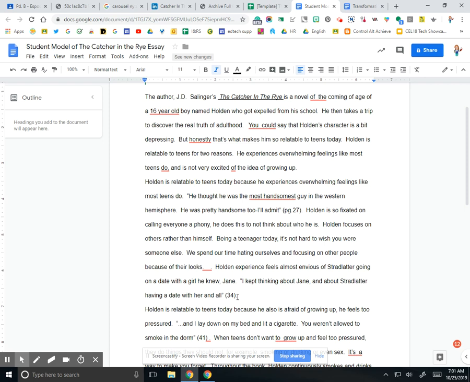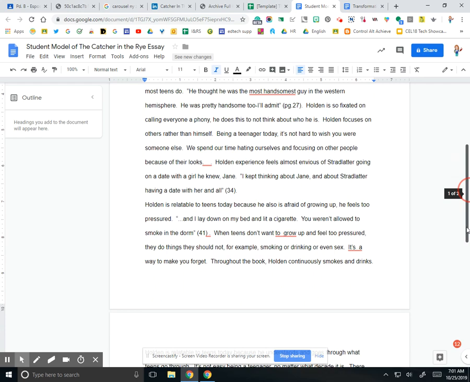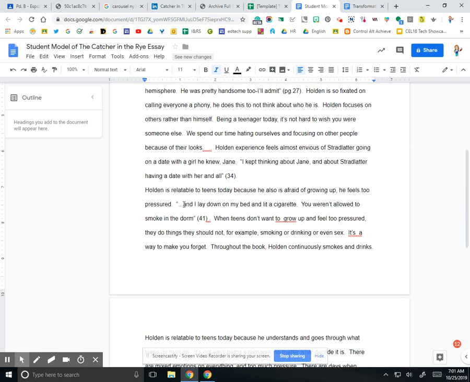And then I end with another quote, but I forgot to explain it. So if I'm going to include another quote, which I didn't need to do, I'm going to make sure I explain it when I go back later. And then in my second example, I have a really good topic sentence I'm proud of. He's afraid of growing up, but then again, I forgot to introduce what was happening.